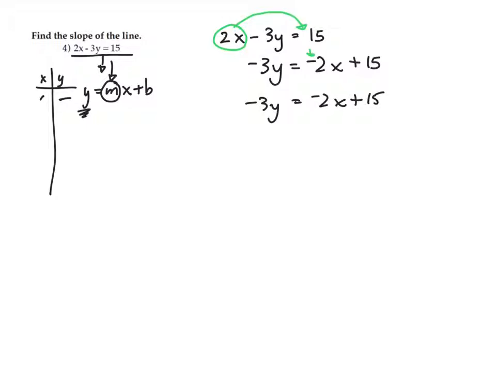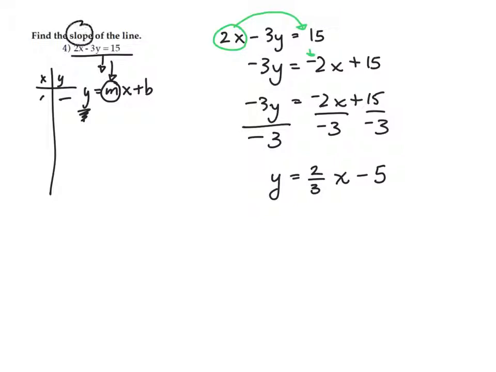And I'm wanting to just get a y there, so I have to divide everything by negative 3. On the left they cancel, I'm just left with a y. On the right side, negative 2 divided by negative 3 won't simplify, other than the negatives will cancel. So it would be 2/3 x. 15 divided by negative 3 would be a negative 5.